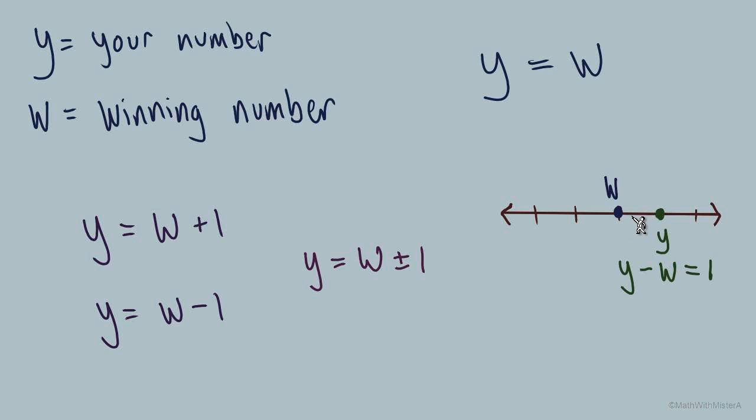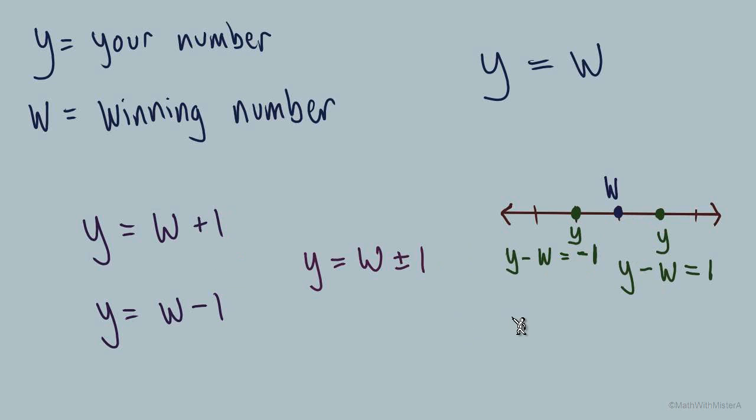So here's a case where you win, and it is when the distance from y to w, y minus w, equals 1. Now what about if you picked the number that was 1 less than the winning number? Then the distance, or the difference, y minus w would equal negative 1. So here's how we can show these 2 equations that we saw over here.